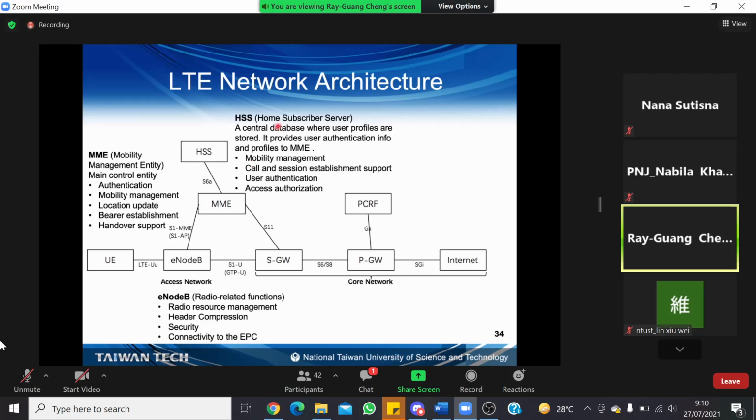HSS is the home subscriber server. It's a central database that keeps the user profile. It provides the user authentication information and the profile to MME. So real user information is kept in HSS. We will briefly summarize it on Thursday for the security part.